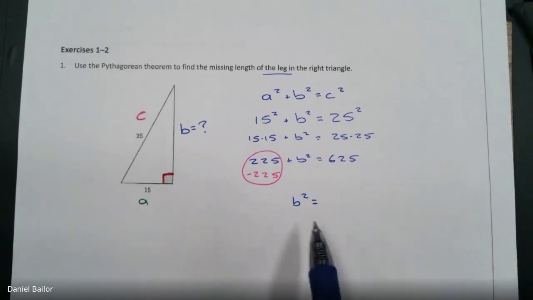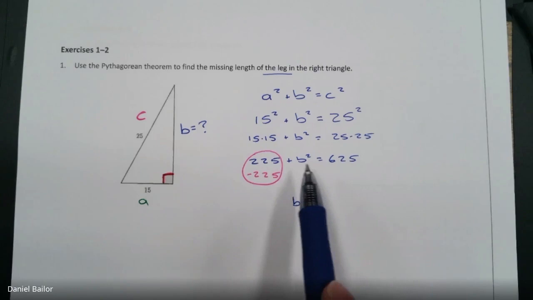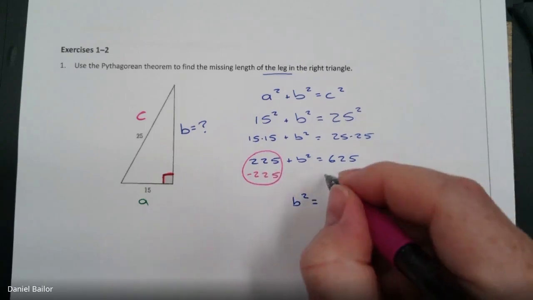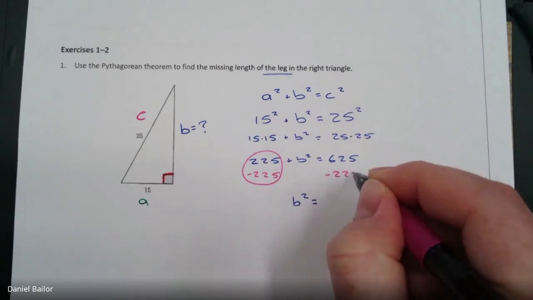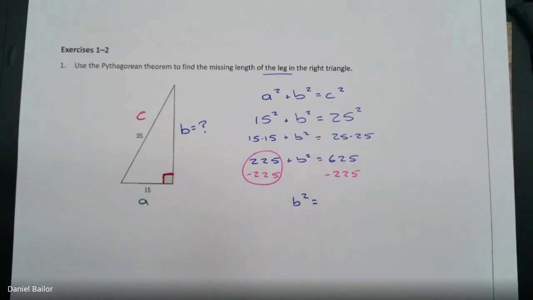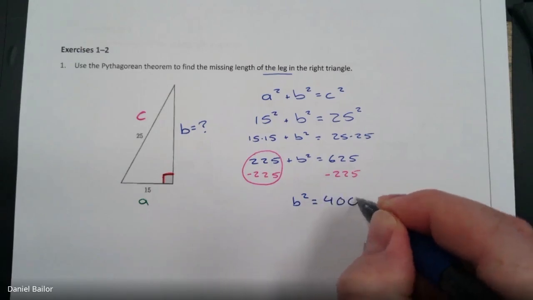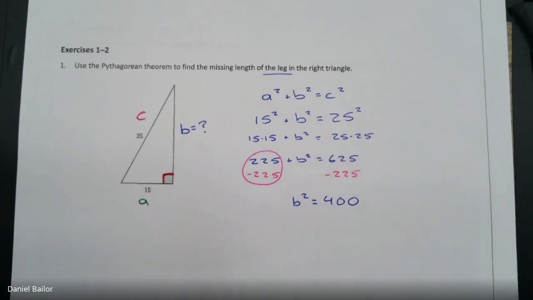But the equal sign means everything I do on this side, I have to do on both sides. So I have to do minus 225 over here. And 625 minus 225 is 400. So now we have b squared equals 400. Now you might just want to stop here, except that this can be simplified.